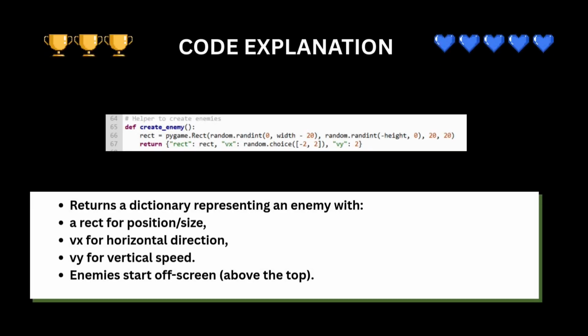Next, this function generates an enemy at a random horizontal position above the screen. It moves downward and bounces off walls. So that's it. That's all for part one code explanation.